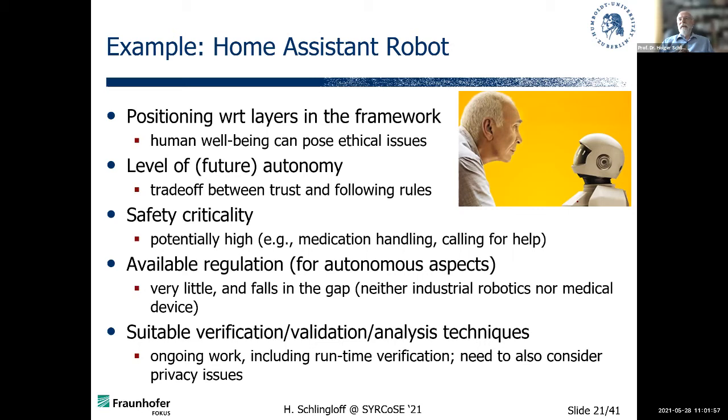Of course, the owner should trust the assistant robot, but the robot should follow rules, and there are rules of society and rules of individuals, and the question is which are more important here. Of course, the system is highly safety critical because it is also supposed to call medical help if needed. It's also supposed to help, like bringing medication and so on. So if it makes mistakes, then this could be a disaster.